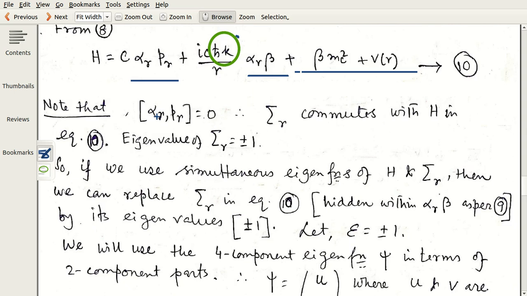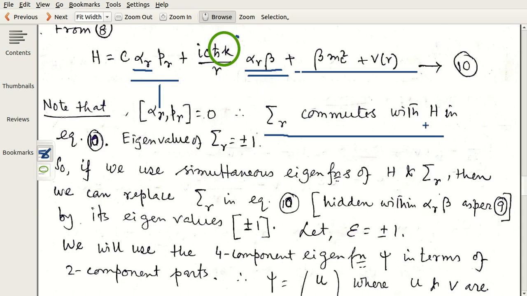Now as alpha r, actually they involve the spin matrices and has no radial dependence. So alpha r, you see that it will commute with the radial component of momentum, and sigma r commutes with the Hamiltonian in equation 10. Where is sigma r? Sigma r is inherent in this alpha r, and in this alpha r beta, and so sigma r also commutes with the Hamiltonian.